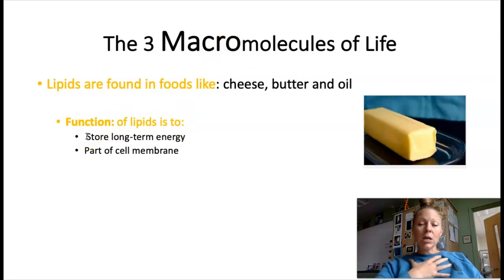So when we eat too many calories, or when we eat too much food, when we eat too much energy, we store that energy as fat. That's for later. And also, they're a big part of the cell membrane. You guys should remember the cell membrane from drawing it when we drew the cheek cells. So those are the lipids.